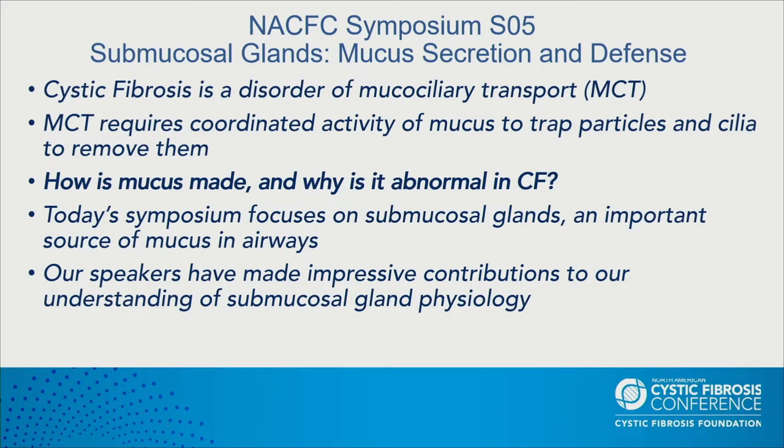We all can agree that cystic fibrosis is a disorder of mucociliary transport. People who have cystic fibrosis fail to clear mucus from their lungs. And mucociliary transport is a very complex phenomenon. It requires the coordinated activity of mucus to trap the particles and the molecular motors of cilia to remove them. But how is mucus made and why is it abnormal in cystic fibrosis? Well, today's symposium is going to focus on submucosal glands, which are an important source of mucus in the airways.